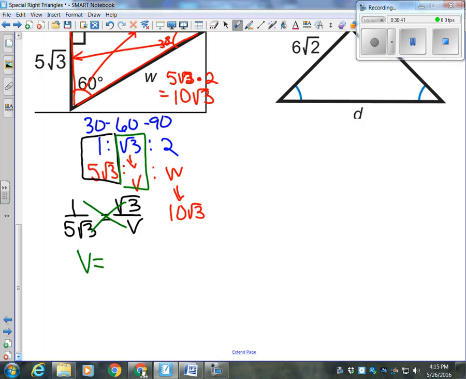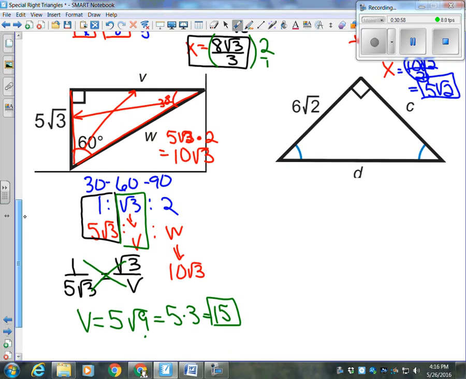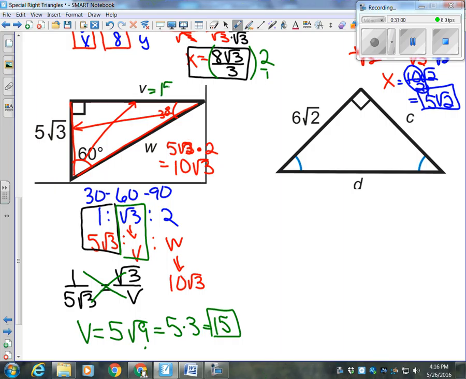5 square root of 3 times square root of 3 is 5 times the square root of 9. And what is the square root of 9? Well, that comes out to 3. 5 times 3, and 5 times 3 is, guess what? 15. So my V turns out to be 15. Didn't expect that, but sure enough, that's what it turns out to be.